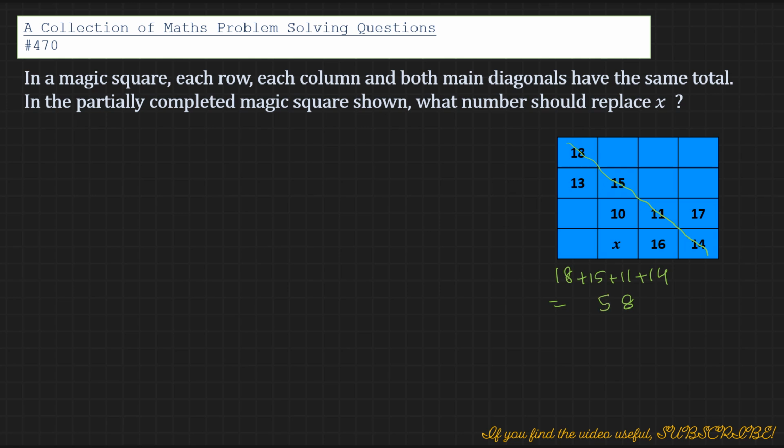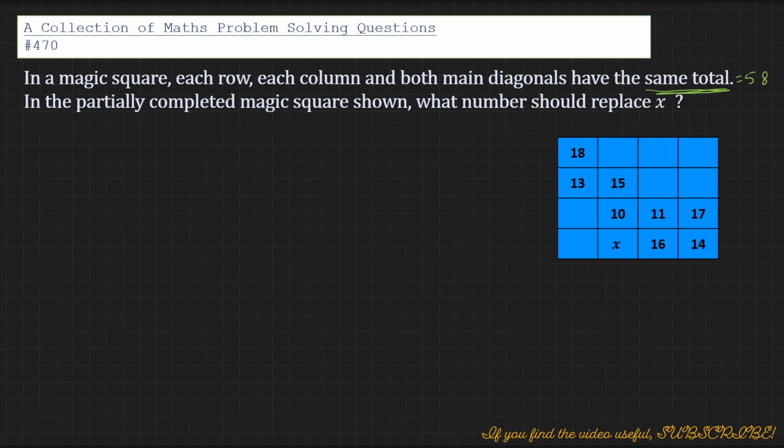So the total of the row, column, and both diagonals is the same total. So the same total that you get is 58. So if that's 58, then we can work out the other totals.